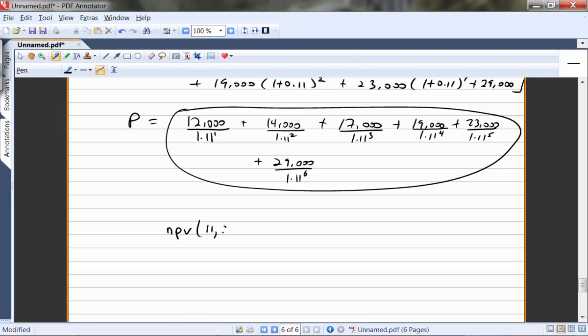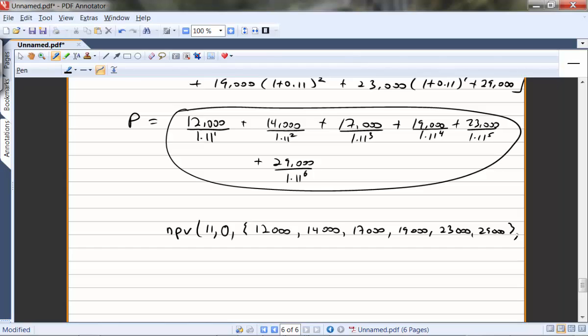Well, nothing happens initially. You get the 12,000 at the end of year 1. So nothing happens initially. Then you put a comma. Then you put a little squiggly bracket. And then you put the cash flows. 12,000, comma, 14,000, comma, 17,000, comma, 19,000, comma, 23,000, comma, 29,000. Then you close the squiggly bracket.